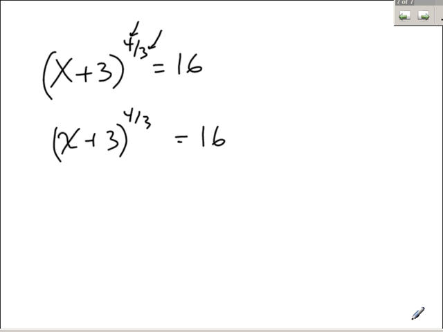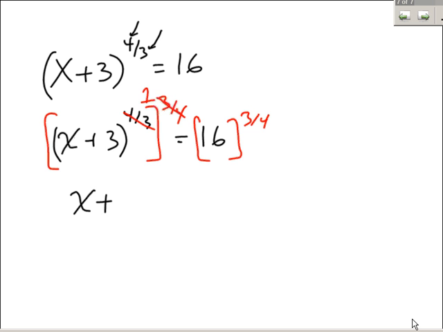You would love to get rid of that power by the x, by their x plus 3. Well, if you raise the left side to the 3/4 power, and you do the same to the right-hand side, 4/3 times 3/4 is 1. And raising something to the 1st power, you don't have to do. X plus 3 to the 1st power is just x plus 3.